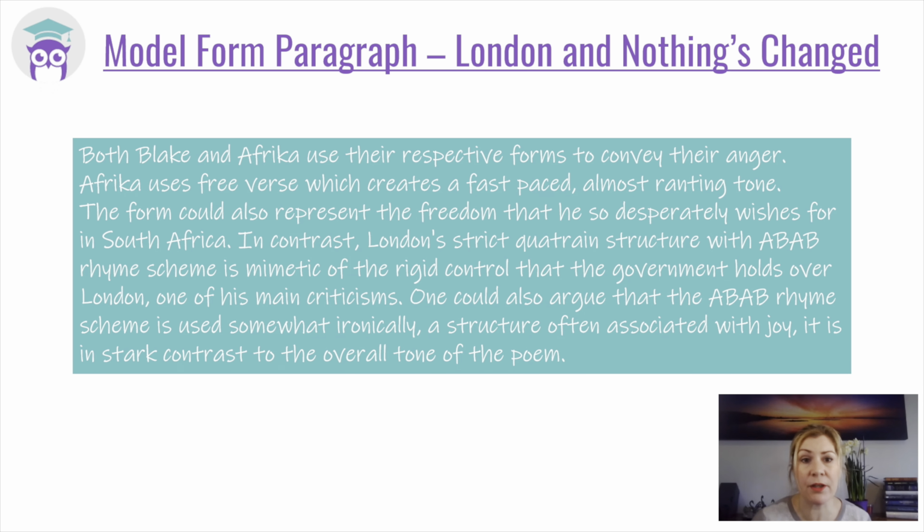Both Blake and Afrika use their respective forms to convey their anger. Afrika uses free verse, which creates a fast-paced, almost ranting tone. The form could also represent the freedom that he so desperately wishes for in South Africa. In contrast, London's strict quatrain structure with an ABAB rhyme scheme is mimetic of the rigid control that the government holds over London, one of his main criticisms. One could also argue that the ABAB rhyme scheme is used somewhat ironically, a structure often associated with joy, in stark contrast to the overall tone of the poem.